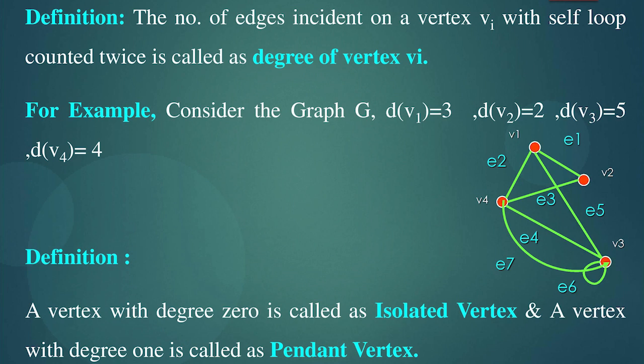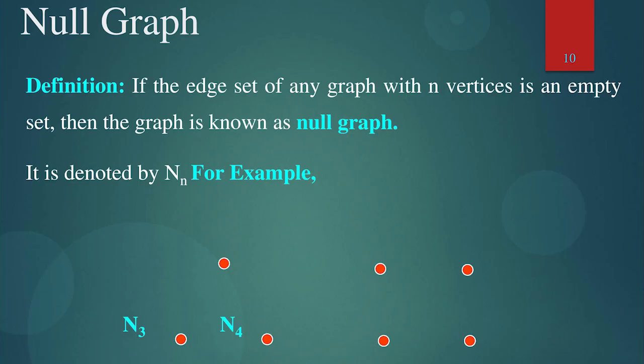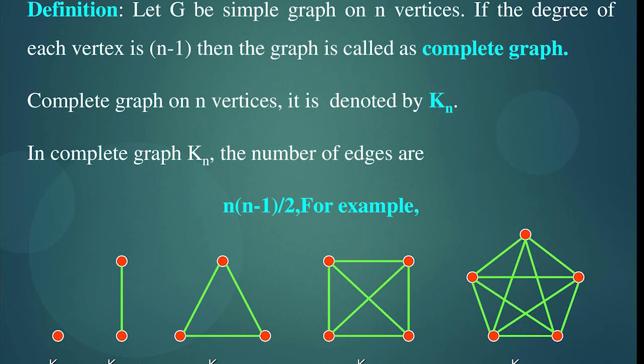Next definition: isolated vertex. A vertex with degree 0 is called an isolated vertex, and a vertex with degree 1 is called a pendant vertex. Next definition: null graph. If the edge set of any graph with n vertices is an empty set, the graph is known as a null graph. It is denoted by Nn, for example N3 and N4.